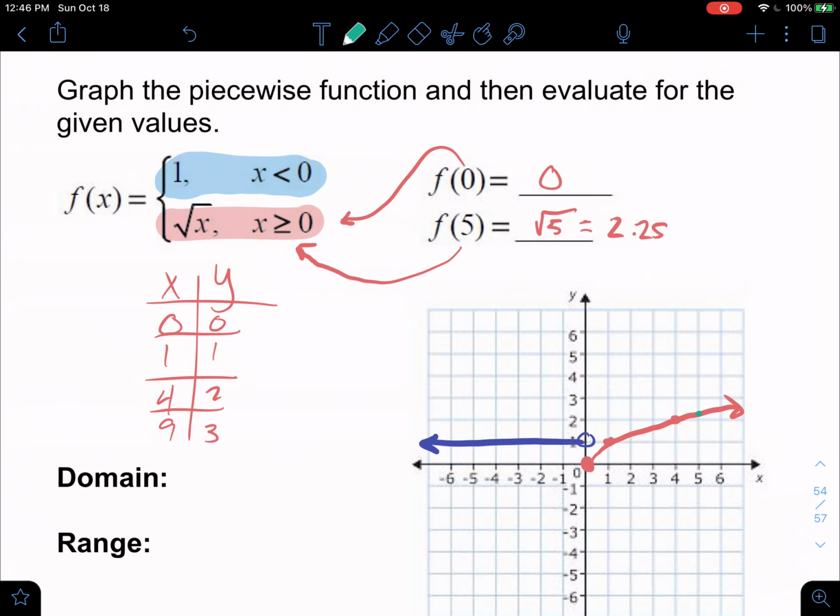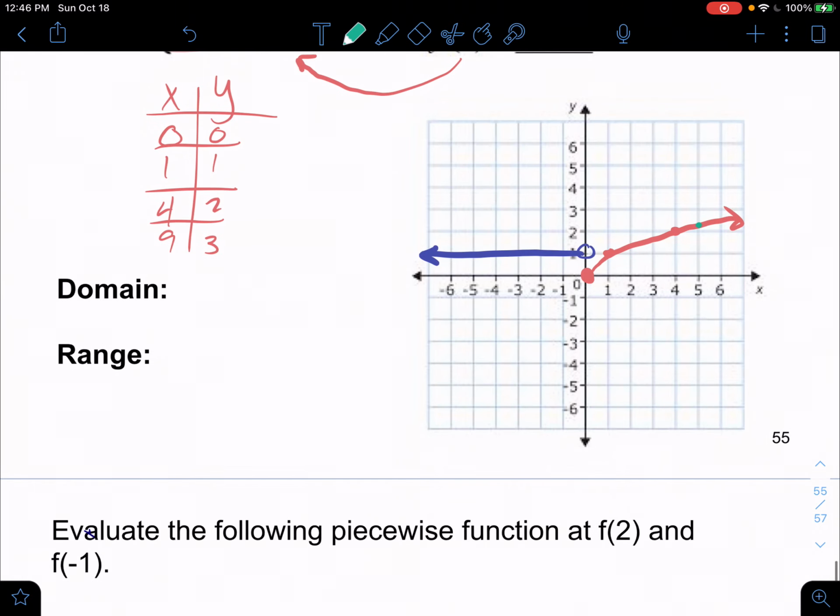The last part of this problem is just asking us to look at our domain and range. It looks like we do have that open circle, but that would be filled by that circle below, so our domain will be all real numbers. And then for our range, it looks like our lowest y value will really be 0, and then it will always keep increasing. So 0 to infinity would be our range.